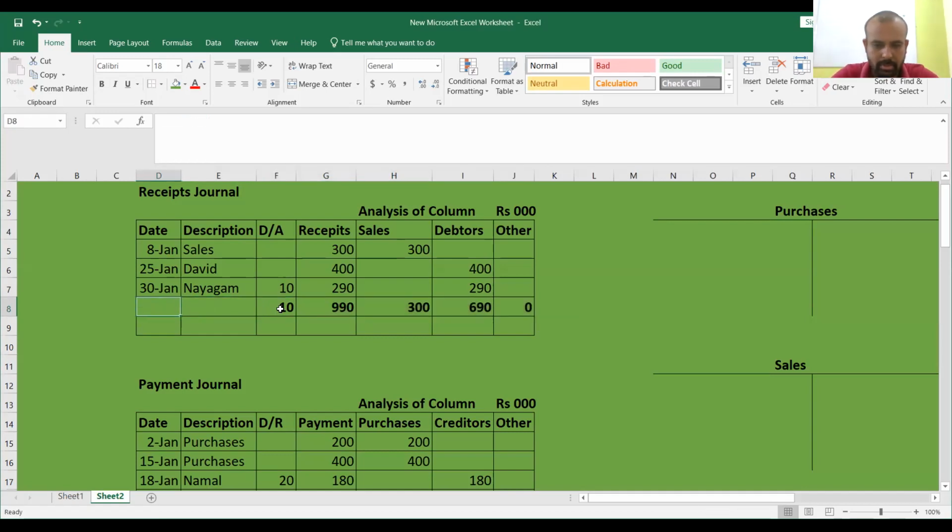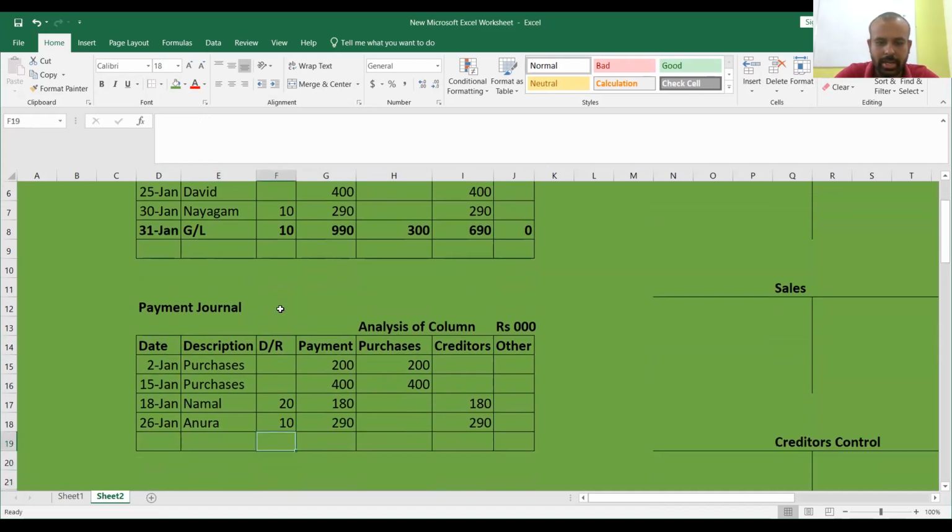Yeah. What do I do here? 31st January. Total posted to GL. The general ledger you update at the end of the month with the total. Total posted to GL. Right. Here also you can take the total. The payment journal 30,000. You write total posted to GL, right? Okay, right.